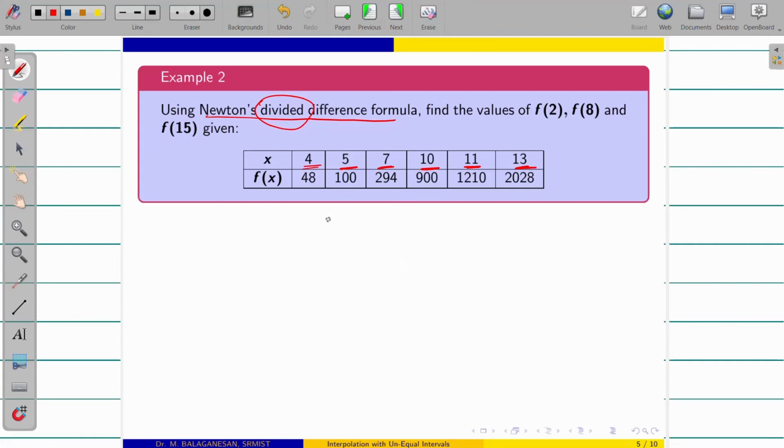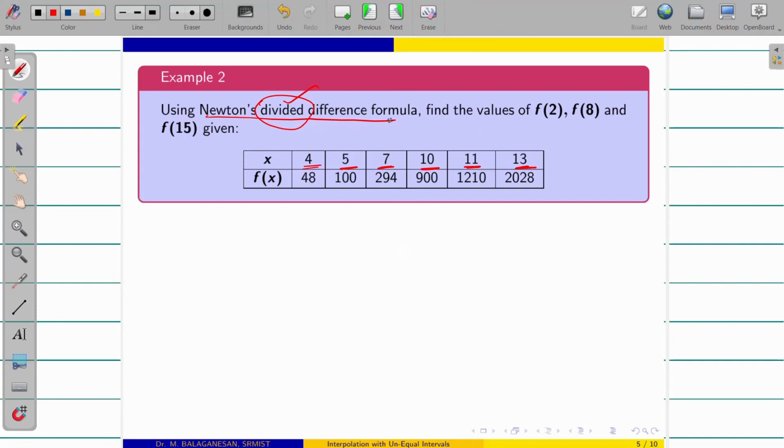But what about in this problem? 4, 5, 6 is not there. 7, 8, 9 is not there. 10, 11, 12 is not there. 13. So it is not equally spaced. So it is under interpolation with unequal intervals. For unequal intervals, we have this formula, Newton divided difference, and Lagrange's also we can use. I have uploaded a separate video for Lagrange's equation. Please go to that. Now come to this topic.